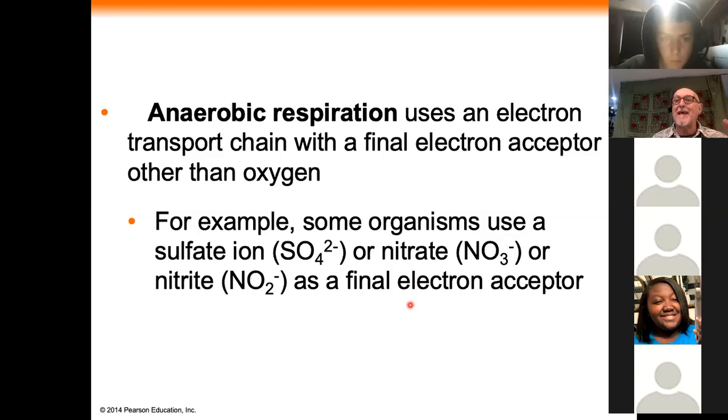So just remember, in the absence of oxygen, cells can still resort to different strategies to continue to produce ATP. One is to depend on glycolysis and fermentation. The other is to resort to anaerobic respiration.